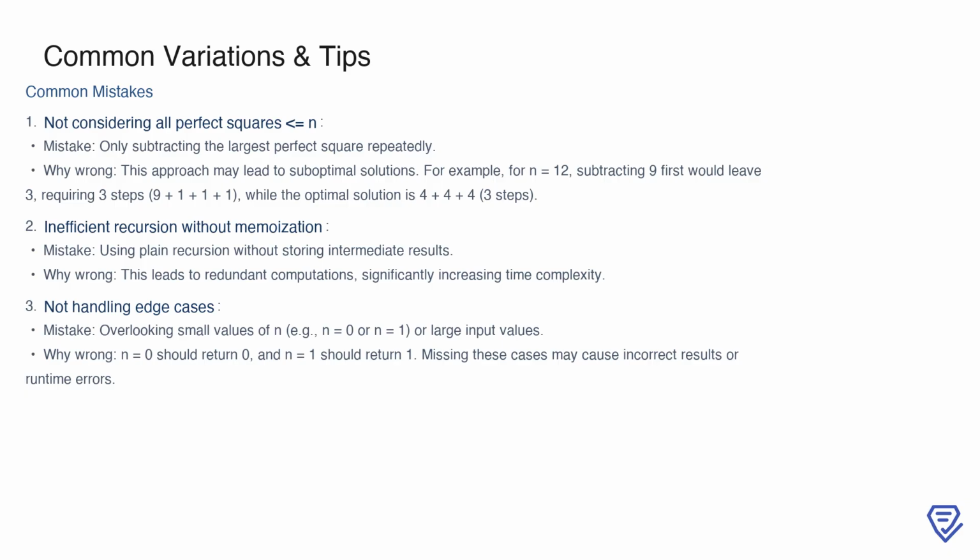One of the most frequent mistakes is not considering all possible perfect squares less than or equal to n. For instance, if you repeatedly subtract the largest square, you may miss the optimal solution. Take n equals 12 as an example. Subtracting 9 first leaves 3, which requires 3 additional steps to reach 0. However, the optimal solution is 4 plus 4 plus 4, which achieves the same result in just 3 steps.